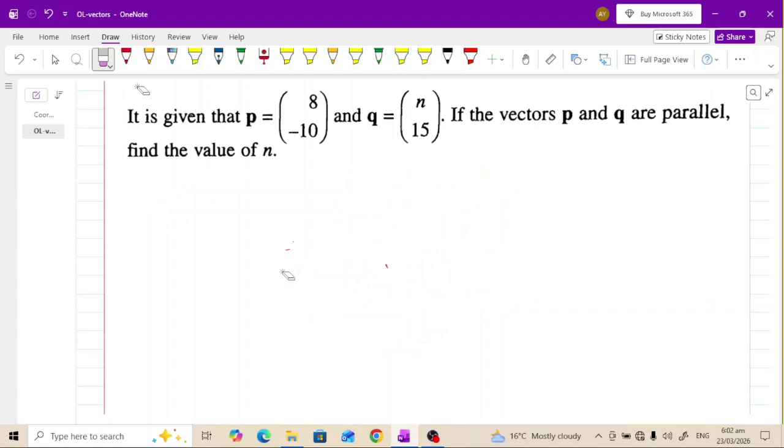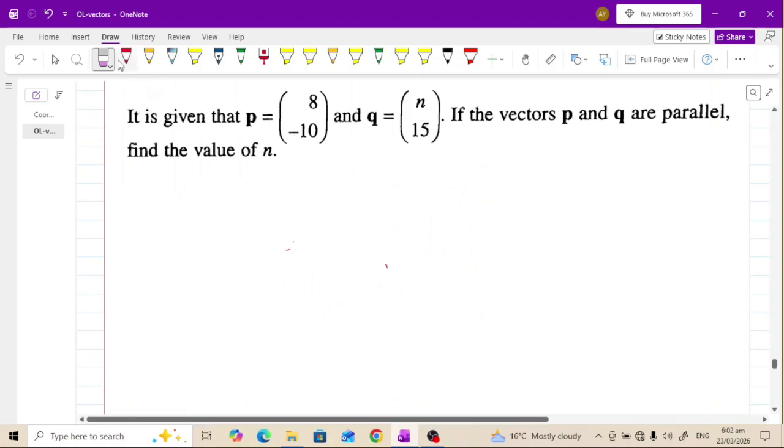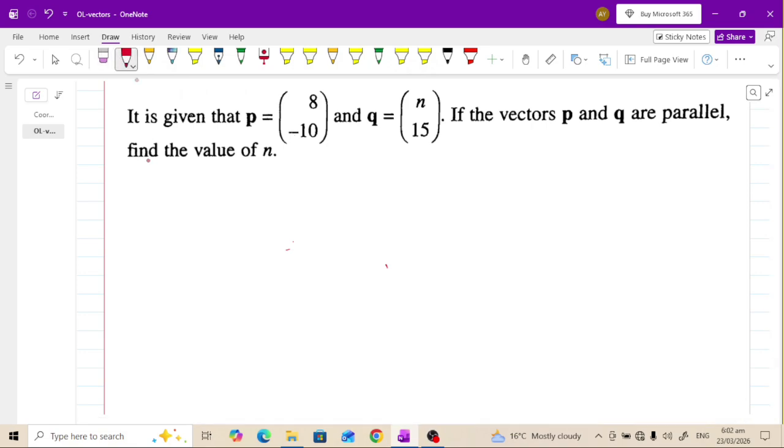The question says, such types of question keep repeating every year in every paper, so be careful. It is given that vector p is given in column form as (8, -10) and vector q given in column form as (n, 15). If the vectors p and q are parallel to each other, find the value of n. So we have to find the value of n. I will solve this in simple steps so that it becomes easier for you to understand. So let's start.